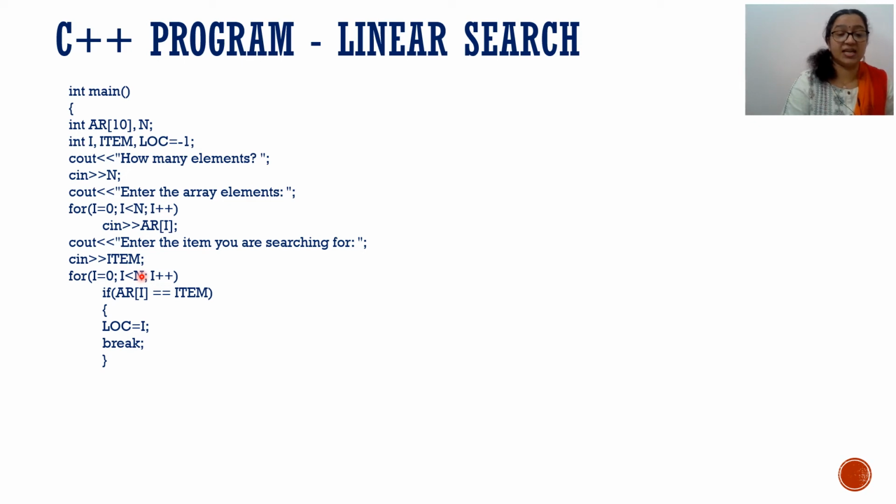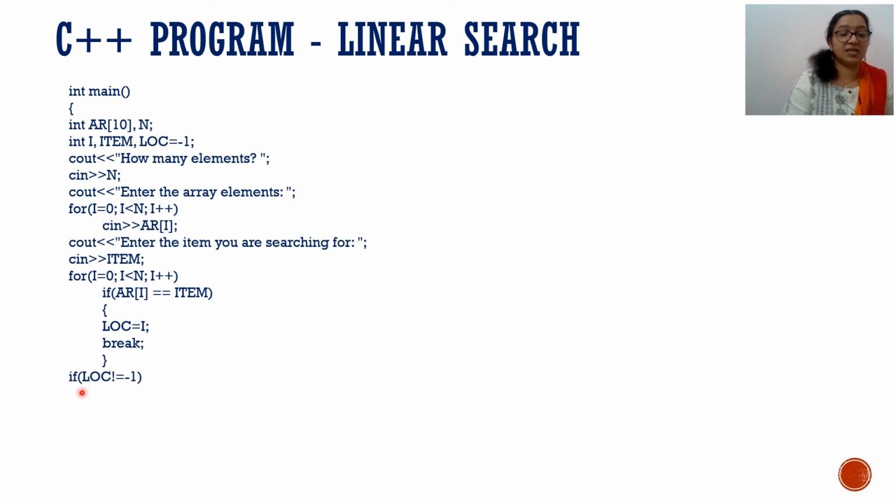Is it less than n? We put there i less than n. So at the end of the elements we will reach it. We didn't find that value. So what to do? We didn't get the location. So now we want to check it. Is the location value minus 1 or i? Which value is there in the location? So we want to check it.